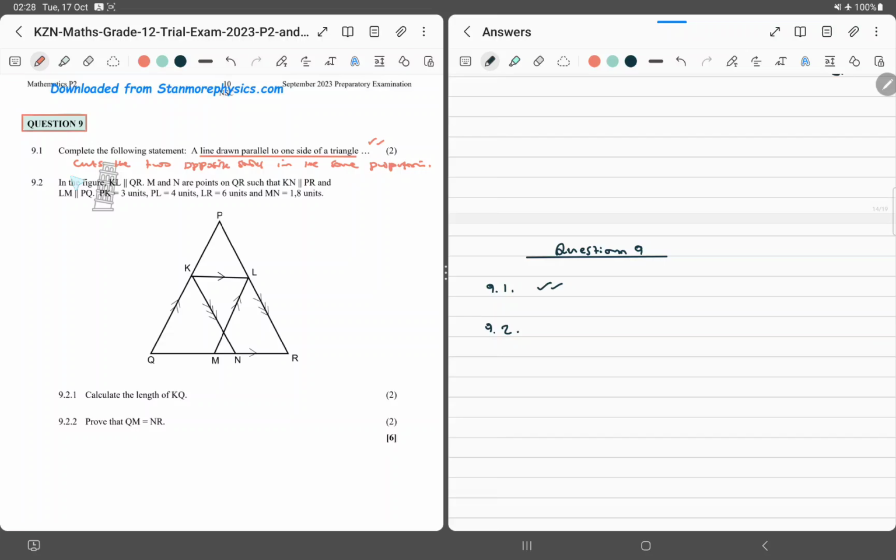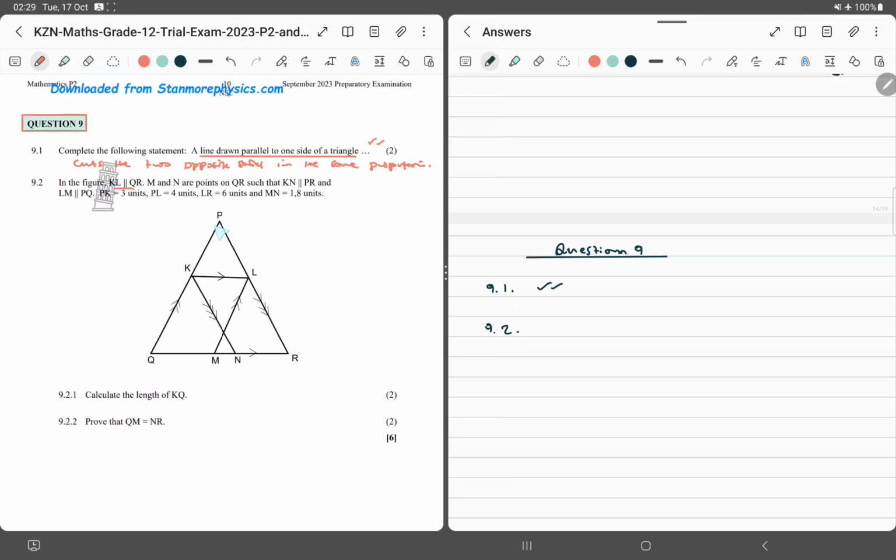9.2 says, in the figure, KL is parallel to QR. We can see it. M and N are points on QR such that KN is parallel to PR. We can see it. And LM is parallel to PQ, so we can also see that. A lot of parallelities.